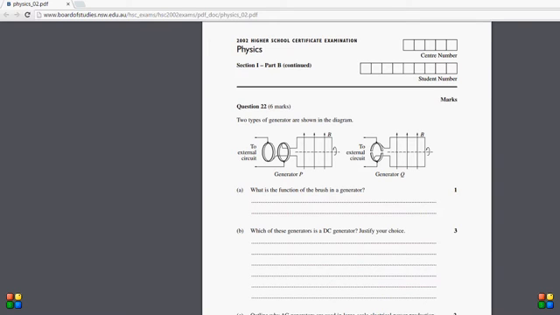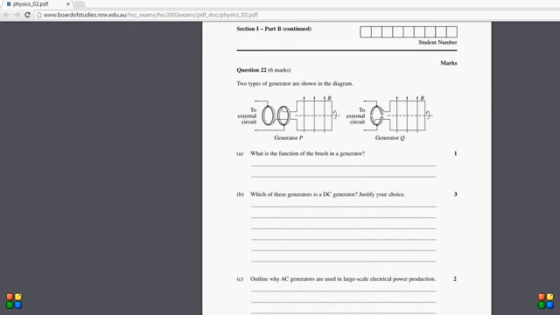Alright, question 22. Two types of generators are shown in the diagram. What is the function of the brush in a generator? The function of a brush in a generator is to maintain electrical contact to the generator and the load. 1 mark. Which of these generators is a DC? Generator Q. That says justify.